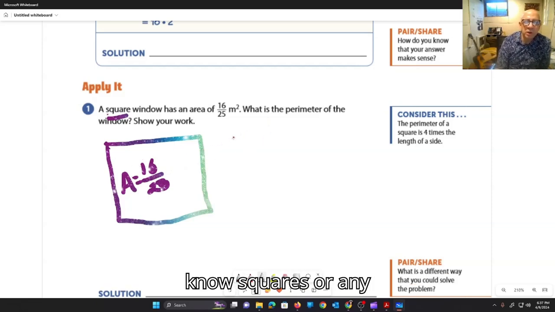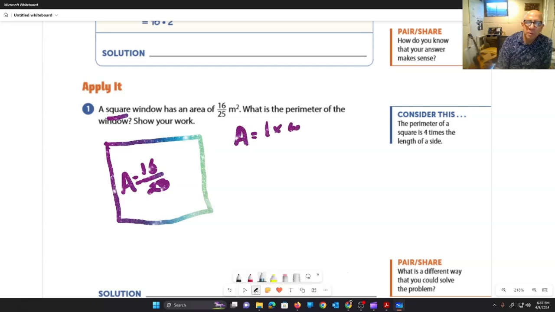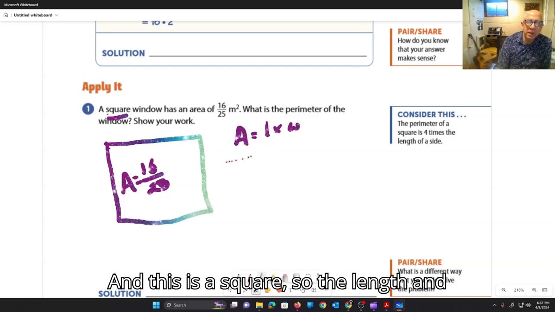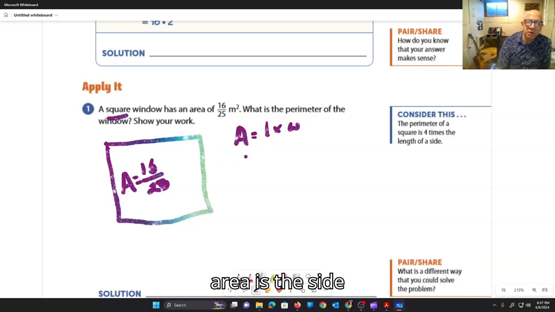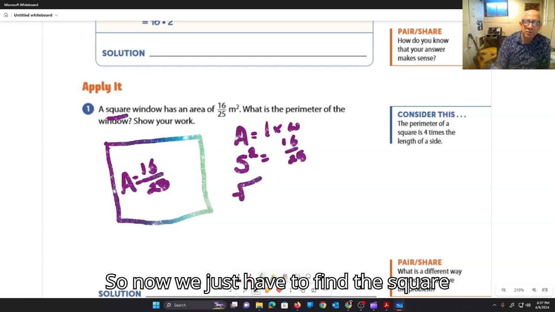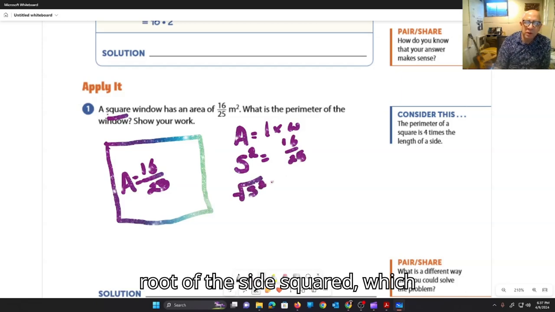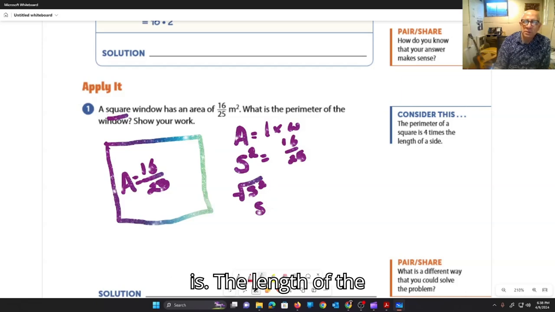And we should know for squares or any rectangle, the area is length times width. And this is a square, so the length and the width are the same. So we can say the area is the side squared. So the side squared is equal to 16 over 25. So now we just have to find the square root of the side squared, which is s, the length of the side. And we need the square root of 16 over 25.